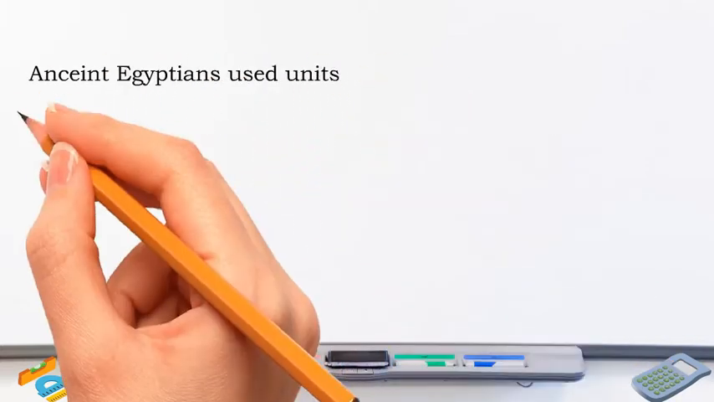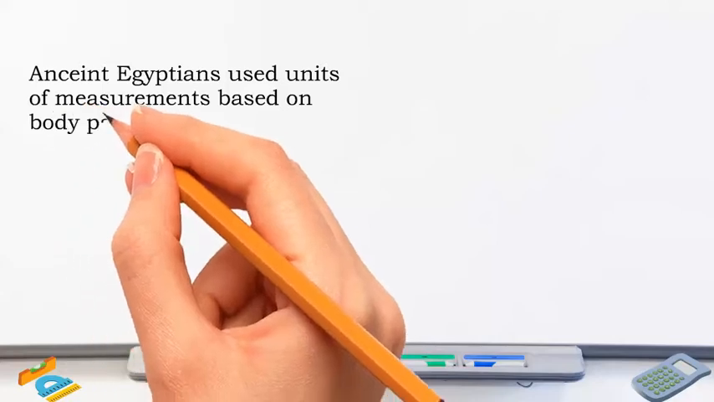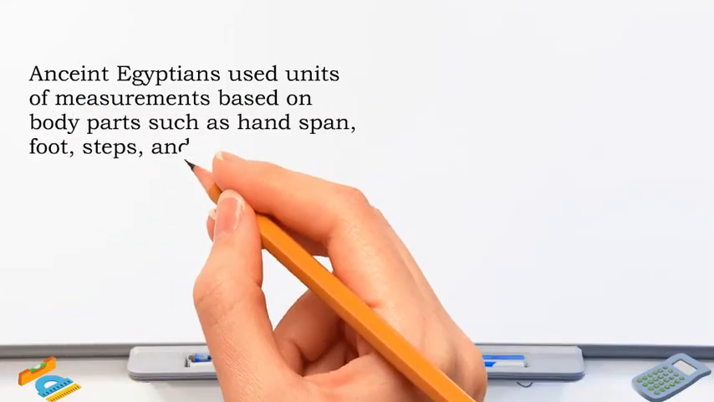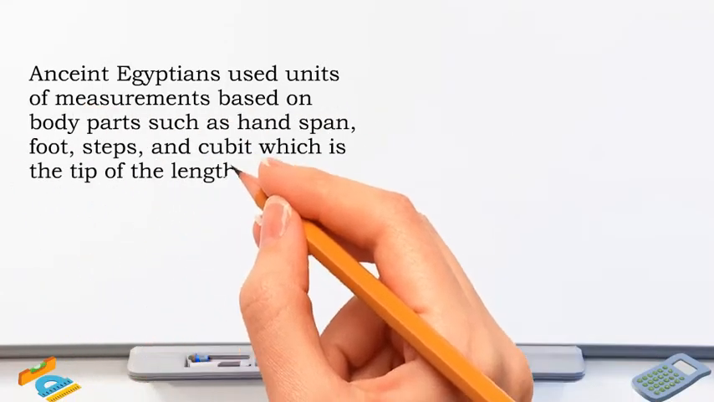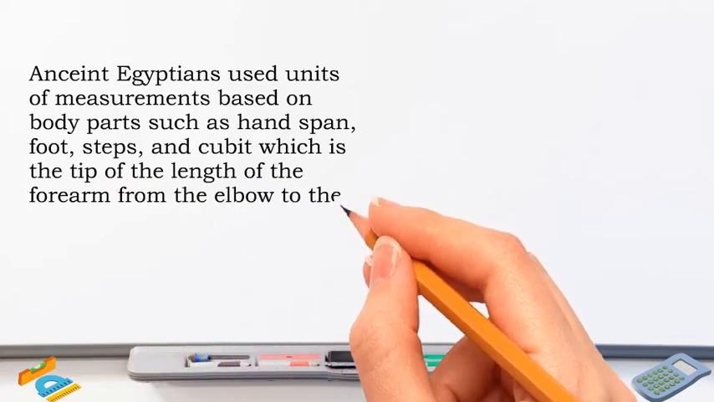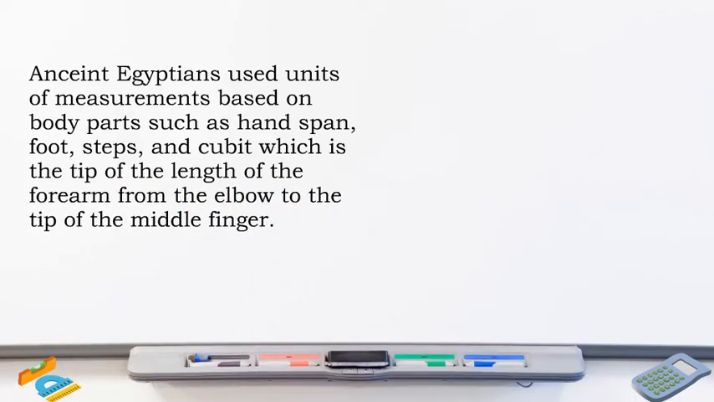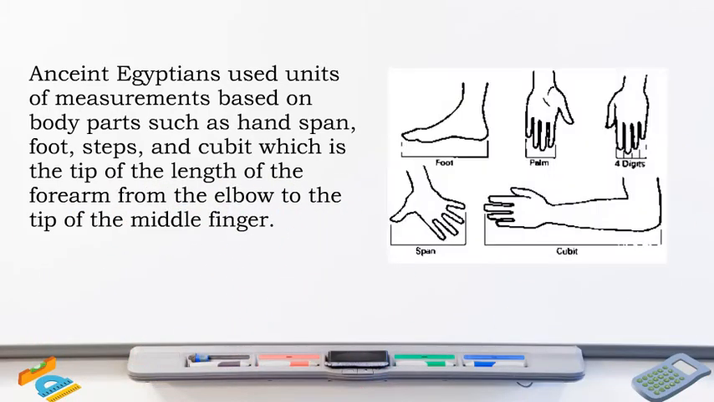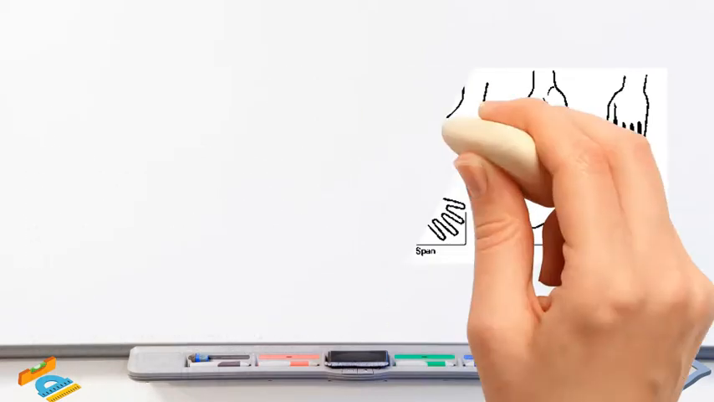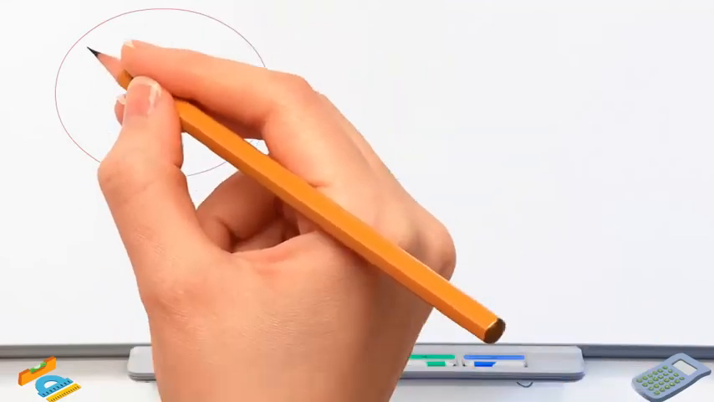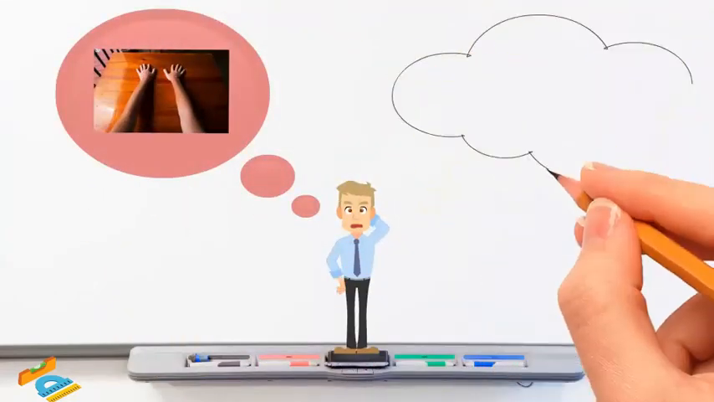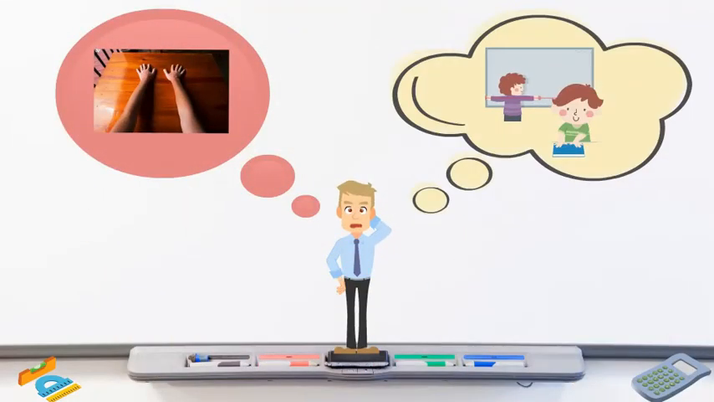For a short review of the history of measurement, back then, ancient Egyptians used units of measurement based on body parts such as handspan, foot, steps, and cubit, which is the length of the forearm from the elbow to the tip of the middle finger. This means that back then the measurement was not fixed because we have different sizes of body parts. Some have a longer handspan or forearm, and some are shorter than others.